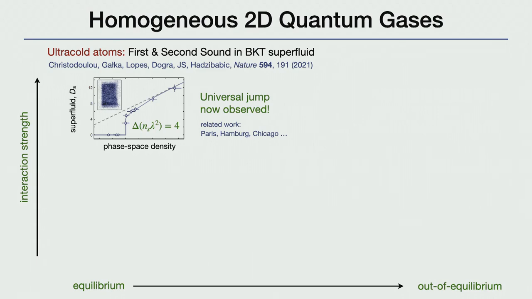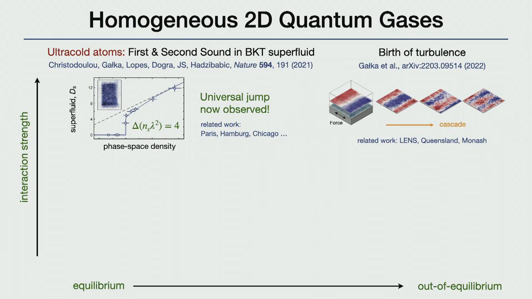Now, these homogeneous two-dimensional quantum gases have in recent years really led to a lot of new insights on the quantum gases front. I just want to highlight a few achievements from the last years. For example, with ultra-cold atoms, we have now for the first time seen first and second sound in BKT superfluids. Homogeneous gases are a very attractive platform to perform such sound measurements, because you have the same speed of sound everywhere in your sample. And here first and second sound was observed, and that allowed us to reveal the universal jump of this BKT superfluid at the critical temperature.